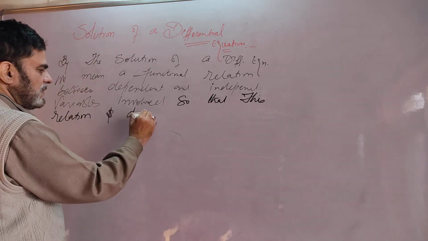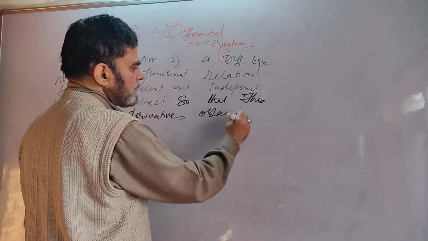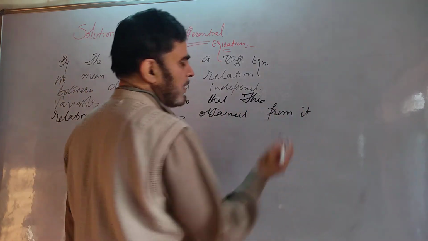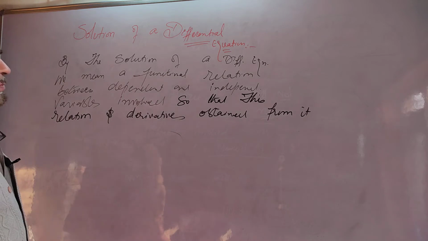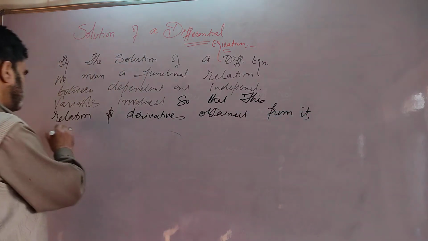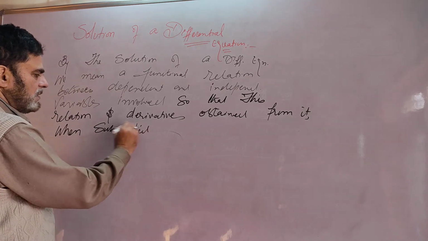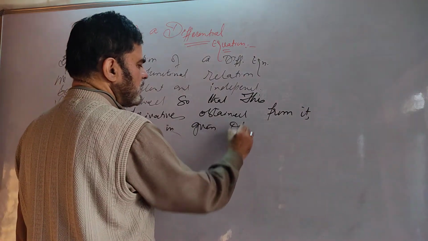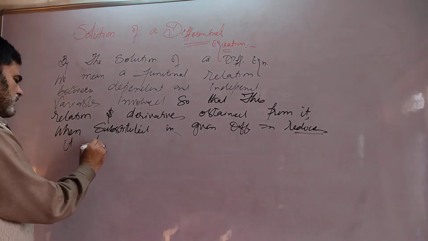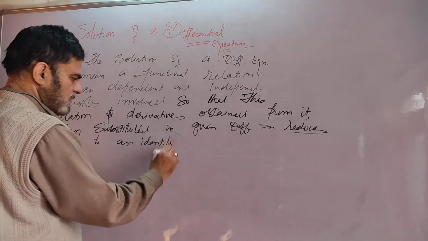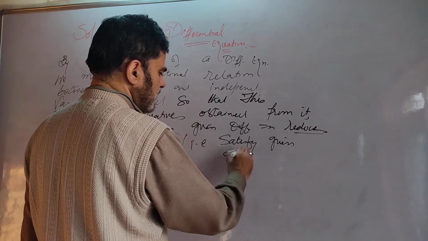and derivatives obtained from it, from the functional relation between y and x, so that this relation and derivatives obtained from it, when substituted in the given differential equation, reduces it to an identity, that is, satisfy the given differential equation.